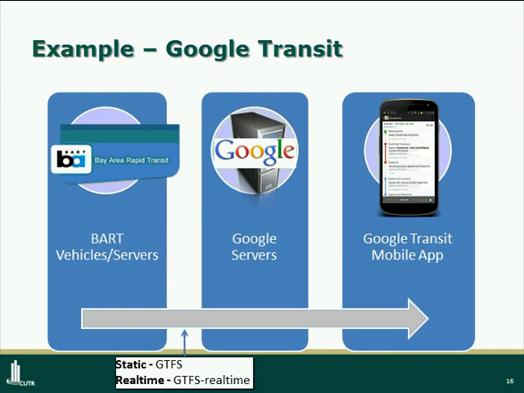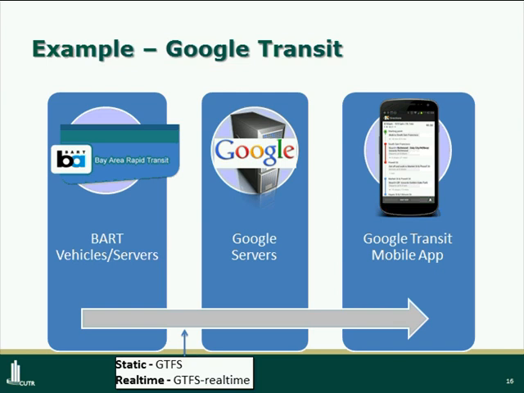So we're going to do a few different examples now just to show how different real-world applications fit into these particular architectures. For example, BART, Bay Area Rapid Transit, is the producer tier here on the left, and they share two different types of the firehose information. They share both static information in the GTFS format and real-time information in the GTFS-real-time format. This information is then shared with Google, and Google makes it available via a website or also the Google Mobile Transit application for mobile devices.